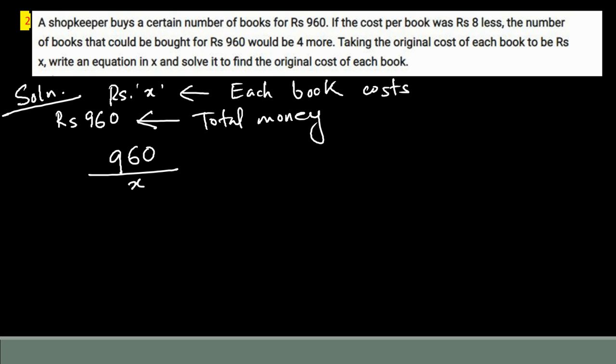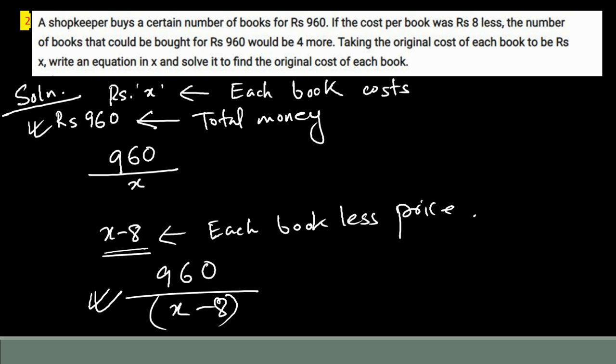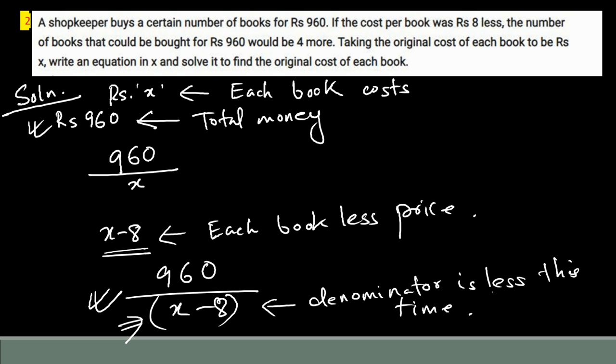Now the second part of the question says if the cost per book was rupees 8 less. Now if the book cost is, let's say, instead of x it is x minus 8, so it's a lower price. Then how many can the shopkeeper buy? Because he had the same amount of money, rupees 960, he can buy 960 divided by x minus 8. Basically, he can buy more books this time. You see, the denominator is less this time, because the price of each book is less. And since the total amount of money is the same 960 as before, he can buy more books this time.